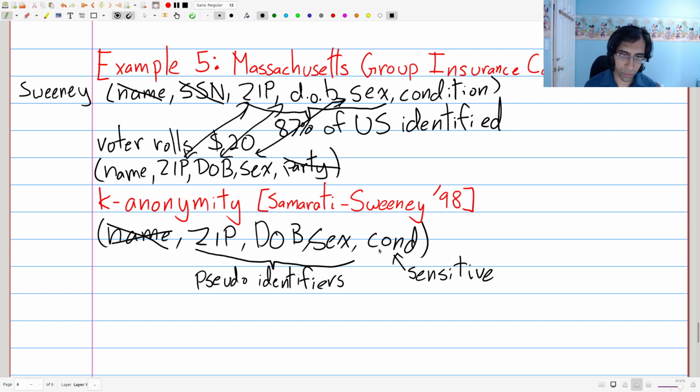Right. So what we want is for the condition, or the sensitive information, to remain in the data set somehow, because if we got rid of it, that would be eliminating the signal that we really want to communicate. But somehow these pseudo-identifiers, maybe they can be weakened a bit, so they don't give as much information about the individual. And that's kind of what we're going to do.